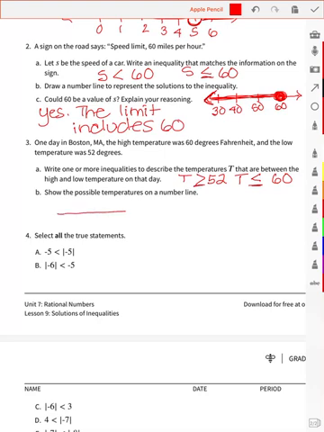Okay, and if we're putting those on a number line, it could be a vertical number line as well. If this is 50, 52, 54, 56, 58, and 60, we're going to put solids on the 52 and 60 because they include those temperatures, and then a line in between.